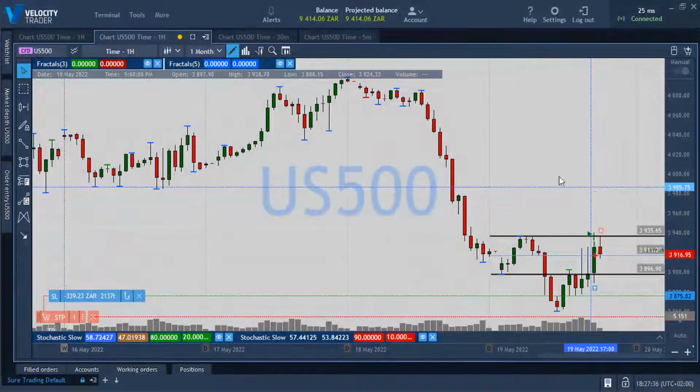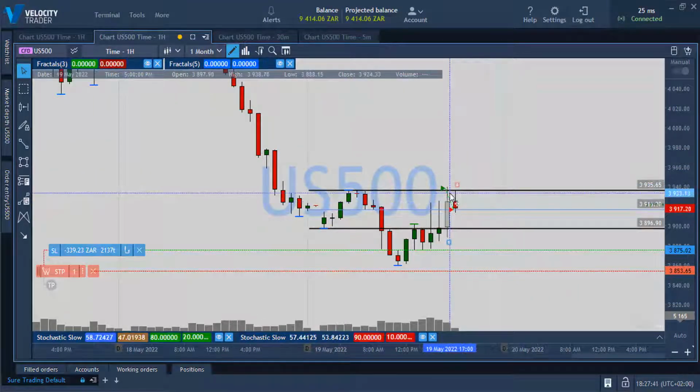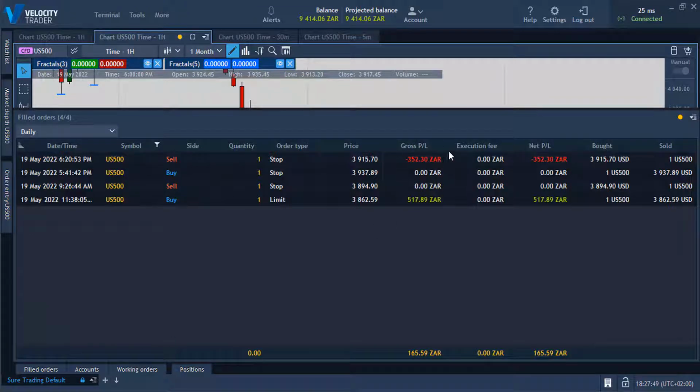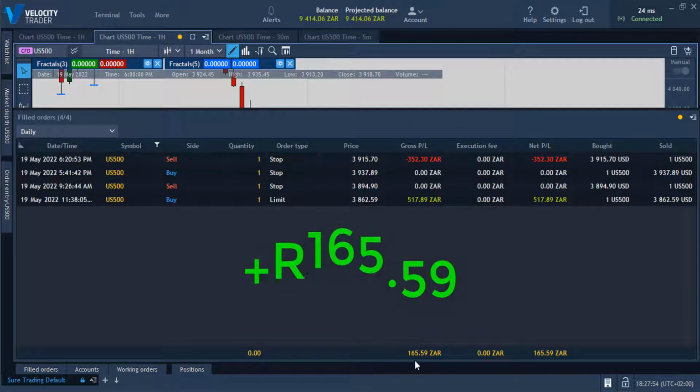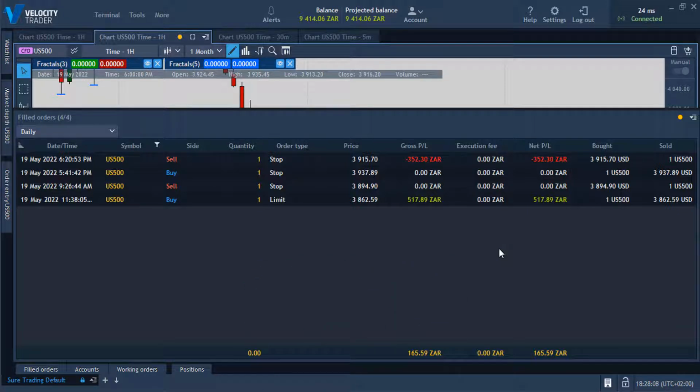Okay, it's 6:27. Unfortunately, that trade didn't work out for us, and as you can see, we got taken out at a stop loss. So with that trade, we lost 352 Rand and 30 cents, and that leaves our total for today at 165.59 profit. It's not ideal, considering the nice gain we made this morning, but a win is a win, and that's profit that we didn't have this morning, so I'm happy with that.